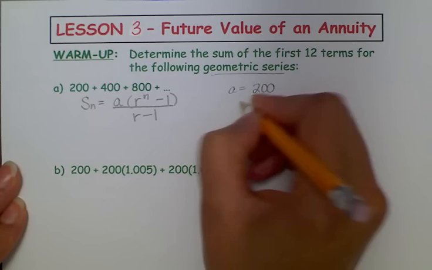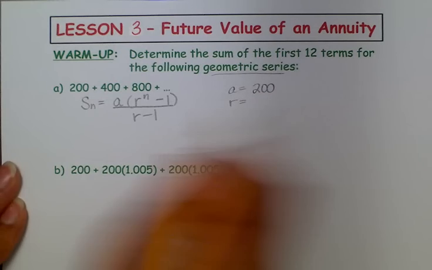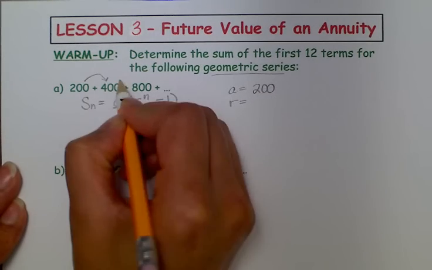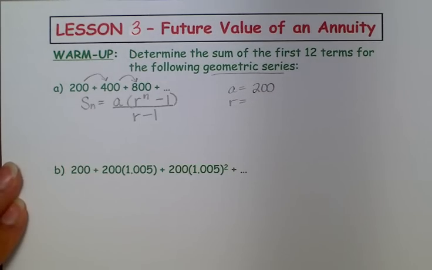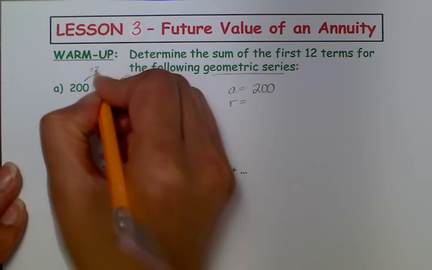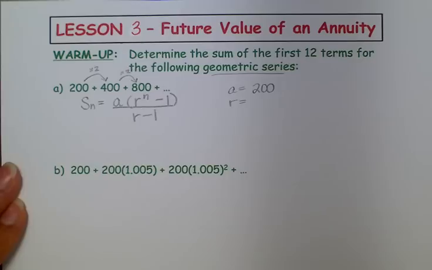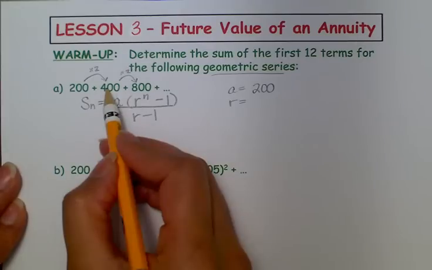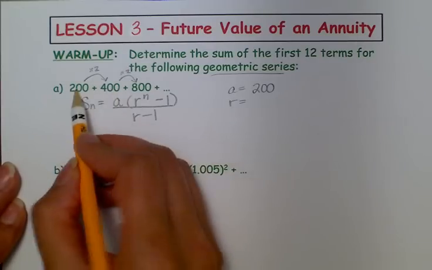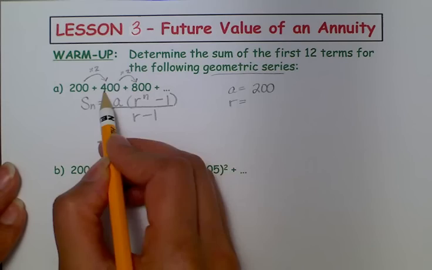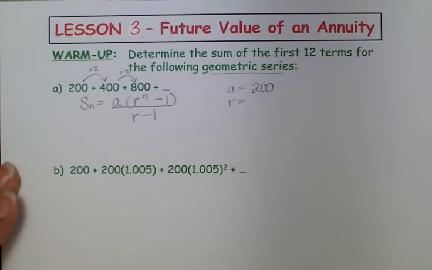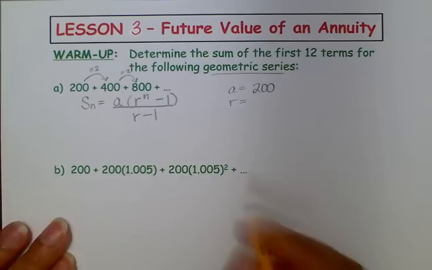And the common ratio is something we need to determine, so we need to think about what value we need to multiply by each time to get to the next term. And I can see that the value that I need to multiply by is 2. One way to determine that value is to work backwards and do 400 divided by 200, 800 divided by 400. So we know that 400 divided by 200 will give you 2. 800 divided by 400 will give you 2 as well. So we know that the common ratio here is 2.